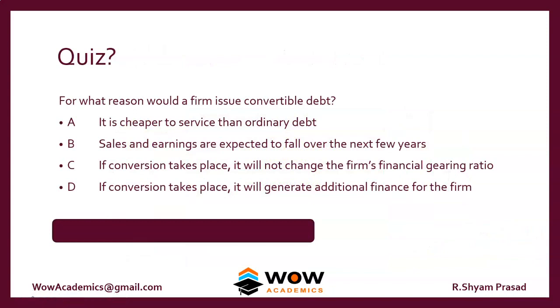So you'll go for a quiz. For what reason would a firm issue a convertible debt? It is cheaper to service than ordinary debt. Yes, this can be an answer, but we'll still wait. Sales and earnings are expected to fall over the next few years. No, sales and earnings are expected to rise. That will cause the share price.